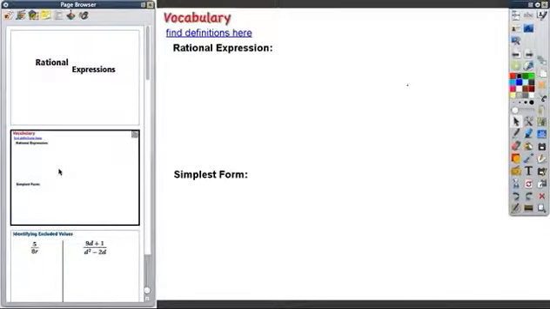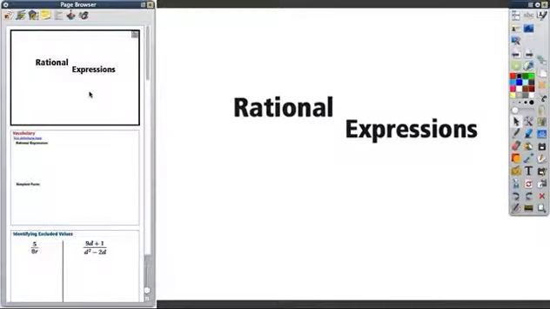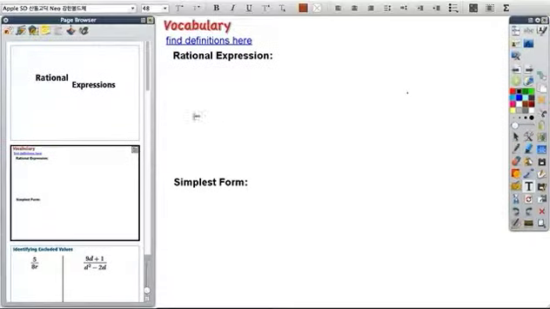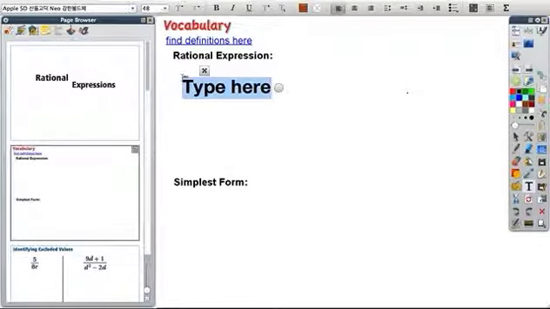Let's go ahead and look at page number 1 on the flip chart. The flip chart is called rational expressions, because that's what we're doing right now. On the first page, you are asked to identify the vocabulary and write it down. When you're writing this down, do not use the pen tool. You're going to use the typing tool, so you are going to type here.